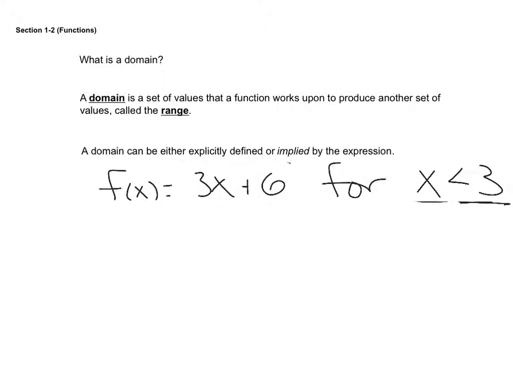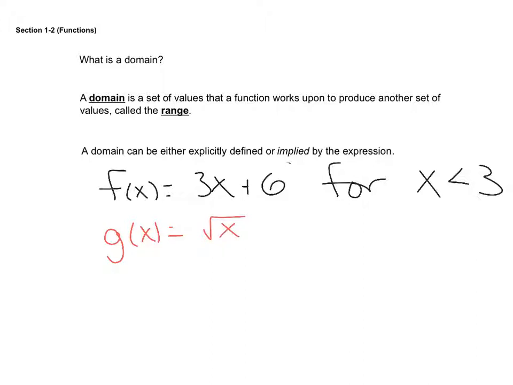I can also imply it. How can I do that? Well, I can say, and I'll use a different letter and a different color, I'll use g of x. G of x equals the square root of x.